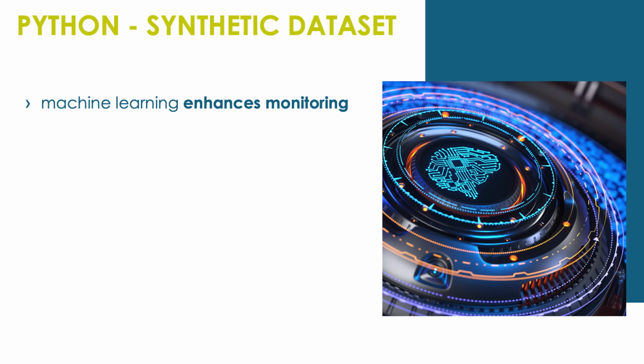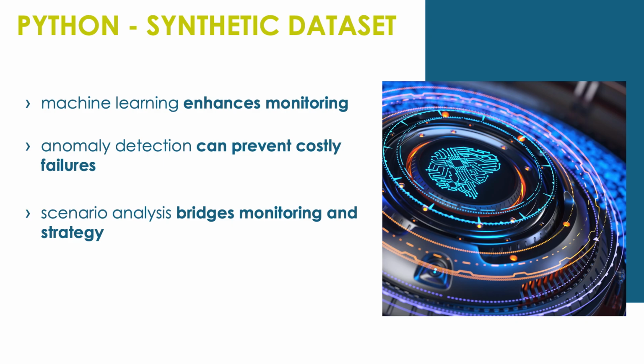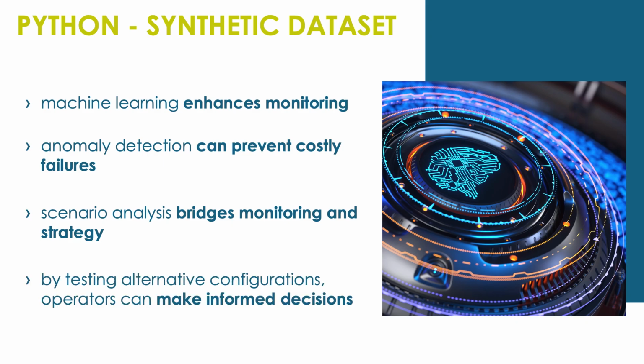Synthetic data is useful for training and experimentation. Even if real datasets are not available, models can be tested on realistic simulations. Metrics like PUE and CUE are indispensable, but they need context. A PUE of 1.4 is good, but if cooling COP is low, there may still be inefficiencies. Machine learning enhances monitoring. Anomaly detection goes beyond human oversight and can prevent costly failures. Scenario analysis bridges monitoring and strategy. By testing alternative configurations, operators can make informed decisions without physical trials.